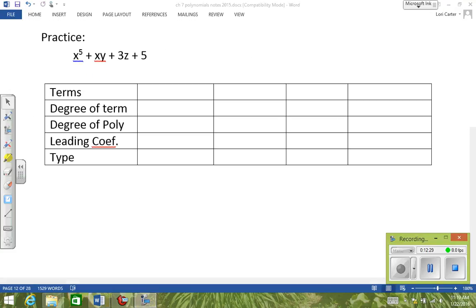Mrs. Carter, you're being very easy. How many terms? 4. So what type is it? Quadrinomial. Do we have a name? It's just a poly.